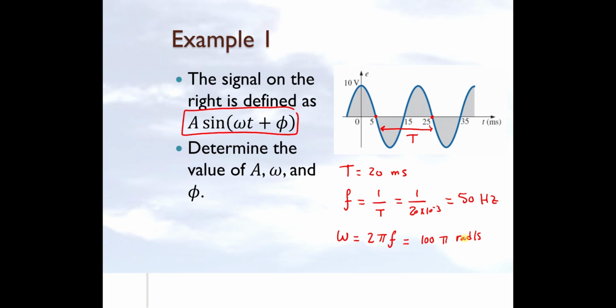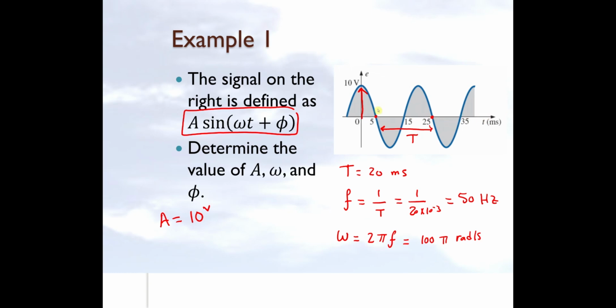Okay, so now we have omega. Magnitude is also easy. Magnitude is the deviation of the sinusoid from its average value. So you can see that the sinusoid is symmetric around this origin here. So the distance from the average value to the maximum is our magnitude. So you can see here the magnitude A is equal to 10 volts.